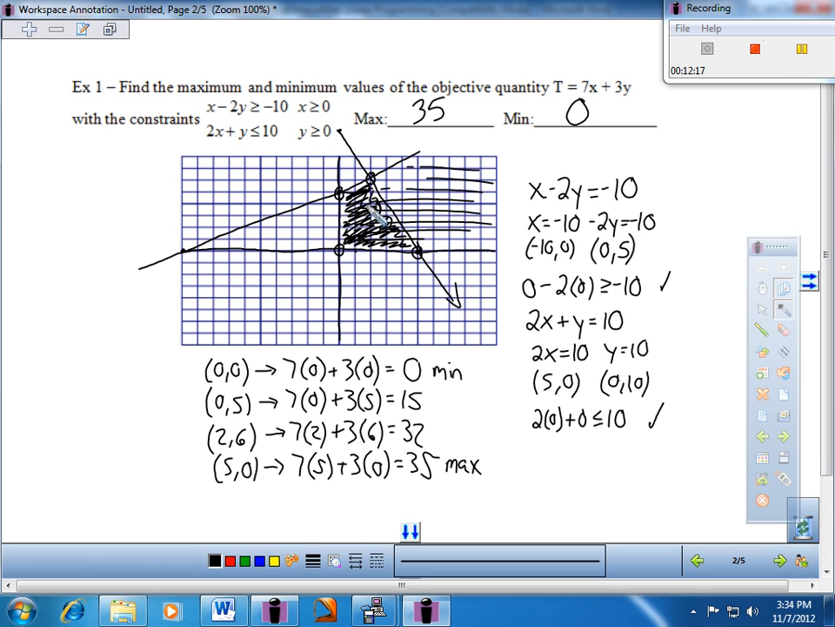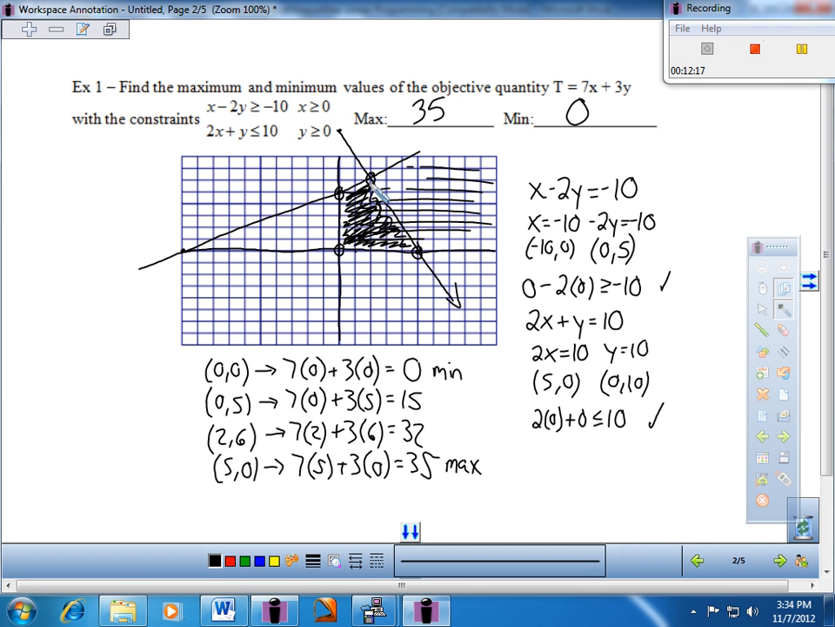If I picked any one of those infinite number of points in the solution region, any one at all, and I put it into the objective quantity, so the x and y, could I ever get it to be below 0? No, of course not. 0 is the minimum. Could I ever get it to be above 35? No, of course not. The maximum for this is 35. Under these constraints, again, either the max and the min will be found at a vertex. If we want to maximize, we take the largest. If we want to minimize, we take the smallest.